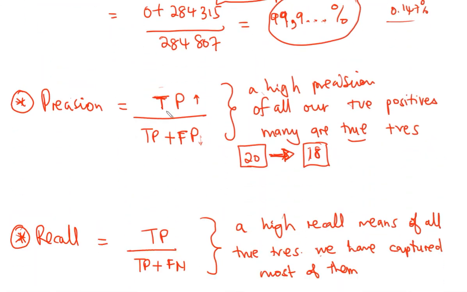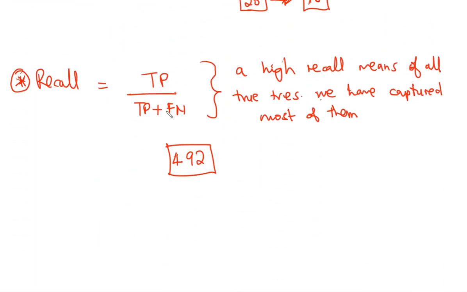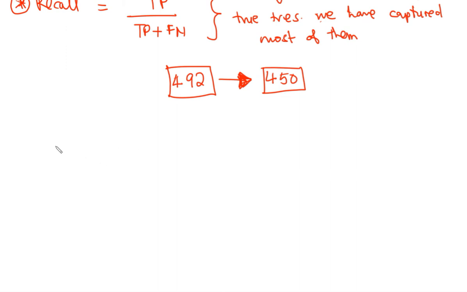492 fraudulent cases. If our model has high recall, it means we're catching maybe 450 of them. Our model will have high recall. We're capturing many of them. A best solution will have high recall and high precision. That is the sweet spot.